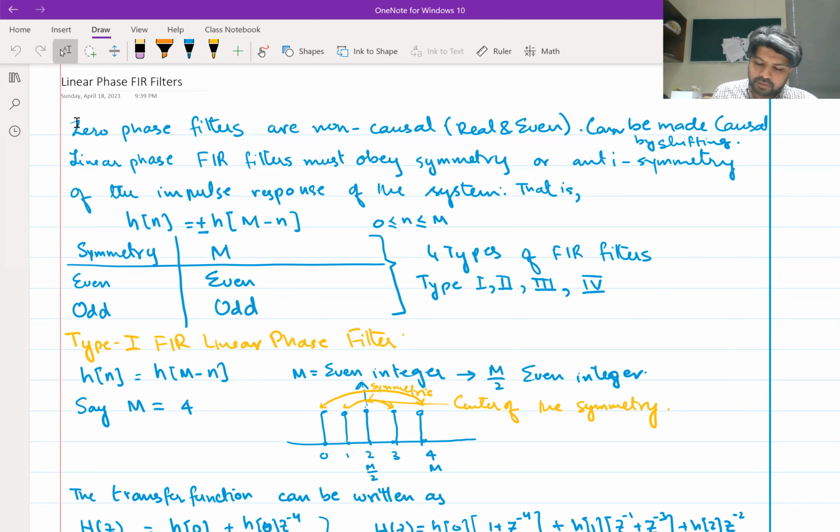Okay, so we are talking about FIR filters. We would assume that the length is M plus 1, so it is defined from 0 to capital M. So you would either observe even symmetry or odd symmetry, and the values of M would be either even or odd. इस odd को हम एंटी सिमेट्री भी कहते हैं.